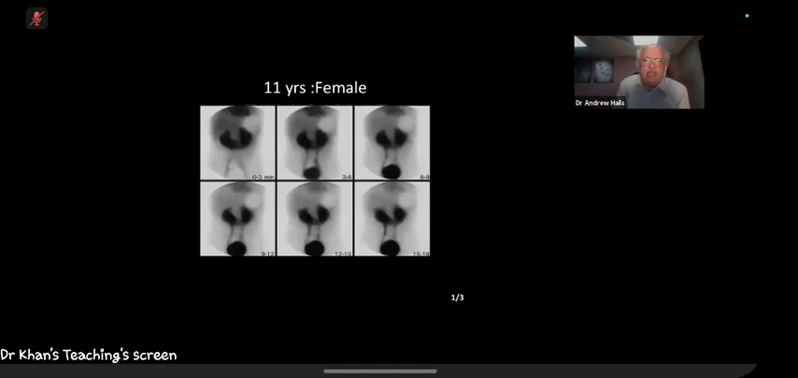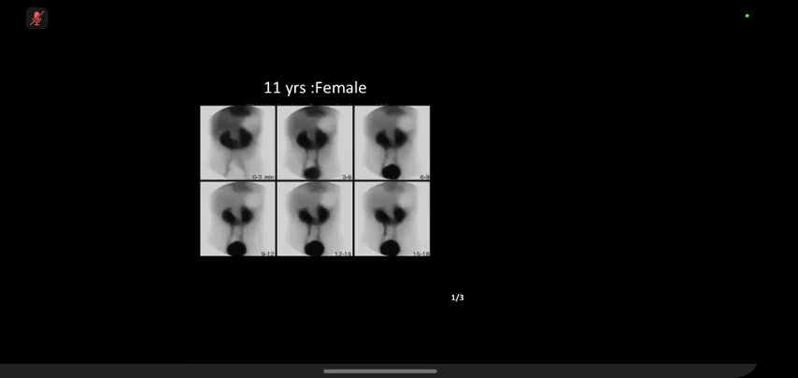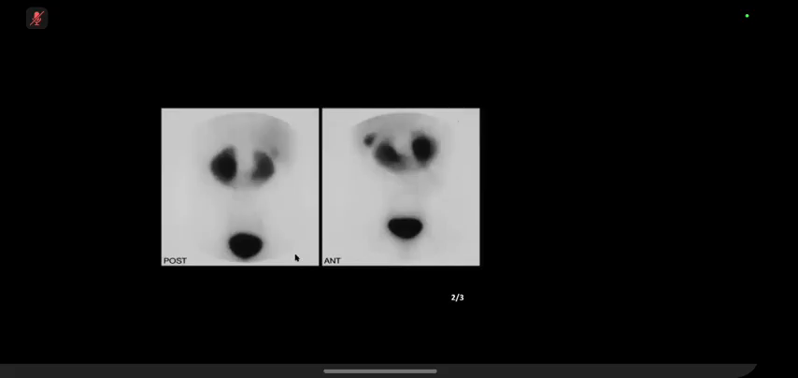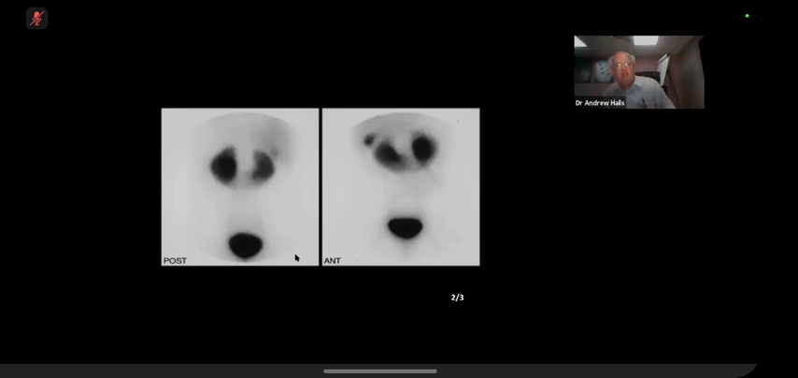So what's this? What's this person got? A horseshoe kidney. Absolutely correct. So horseshoe kidney. Now, unlike many kinds of imaging, you've got an anterior view and a posterior view. And in the posterior view, you see there's not so much in the middle because you have the spine in the middle there. So the gamma waves don't go through the spine.